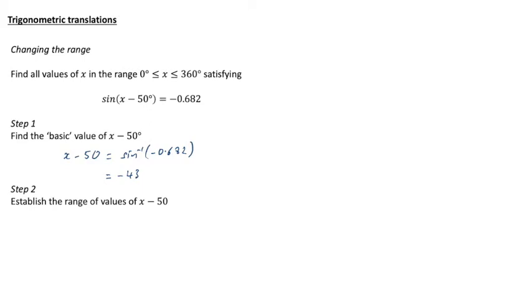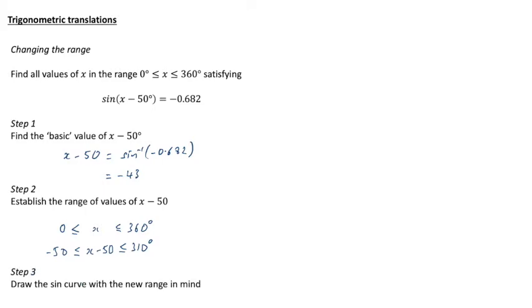The next step, which is really important, is to establish the range of values of x minus 50. We're given the range of values for x, but because we're dealing with x minus 50, we might need to go outside that range for x minus 50 in order to come back into it, which will become clear as we carry on. So we start off by saying that x lies between 0 and 360, and then in this inequality, if we subtract 50 from each term, the inequality still holds. So we then have minus 50 is less than or equal to x minus 50 is less than or equal to 310. And that means we're only interested in that range in this question.